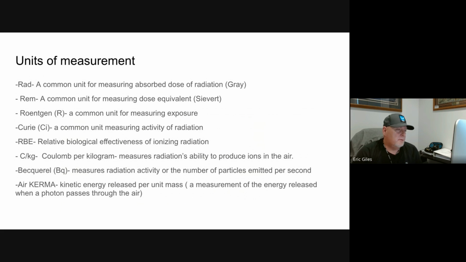Anyway, curie is a common unit measure of the activity of radiation. Okay, an RBE, relative biological effectiveness of ionizing radiation. Just know what that is. Okay, a coulomb per kilogram measures radiation's ability to produce ions in the air. Pretty simple. A becquerel measures radiation activity, or the number of particles emitted per second.